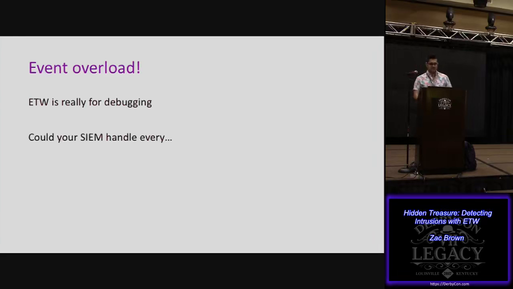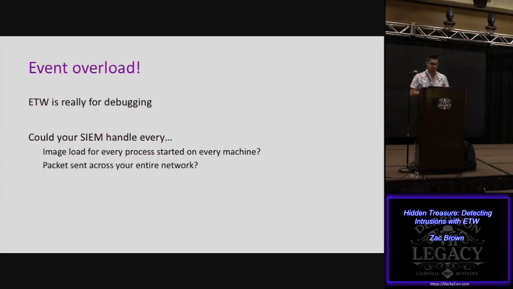And so, I mean, think about it. Can your SIM handle every image load for every process on every machine across 10,000? Can it handle every single packet sent across your network? How about every DNS resolution by any client in a 10,000 data center server? Probably not, if I were to guess. If you can, I'd love to hear how you're doing it.